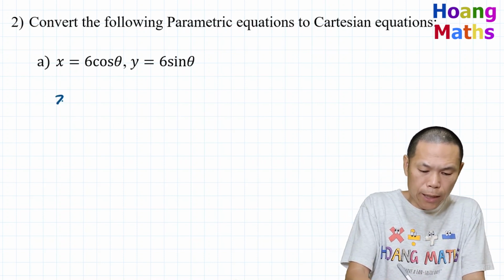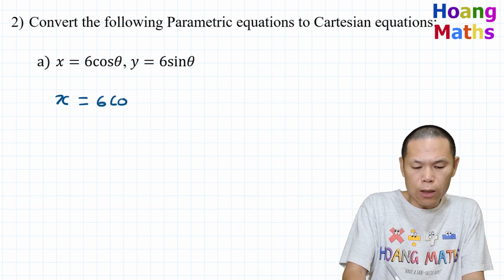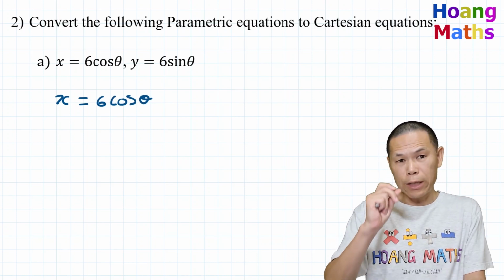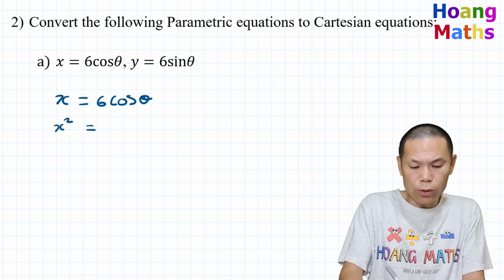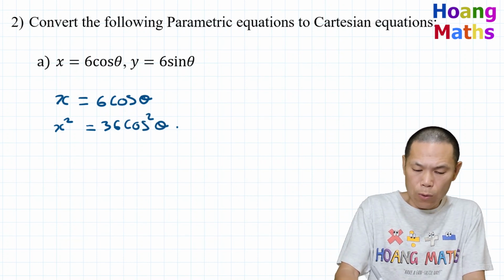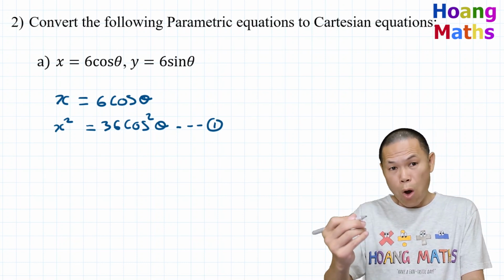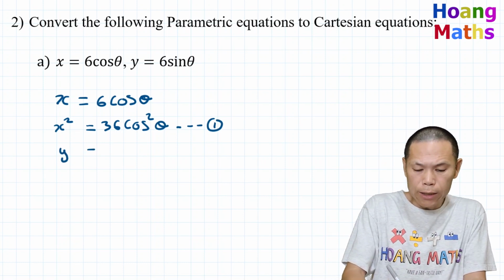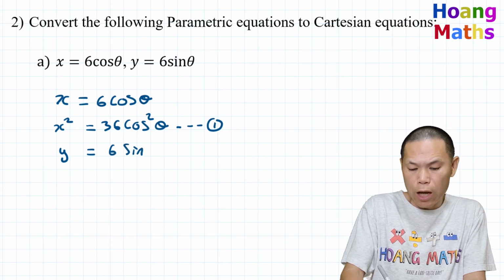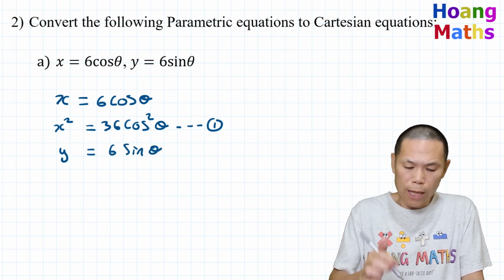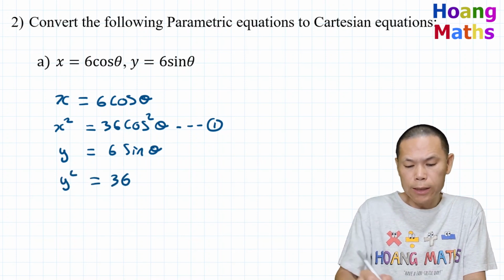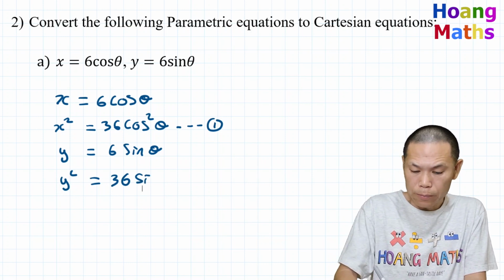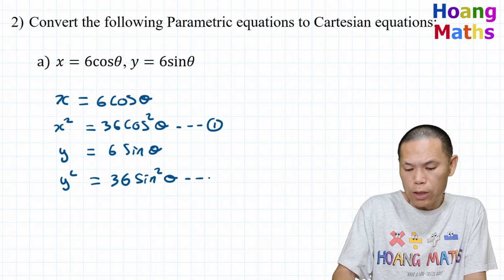So we have x is equal to 6 cos theta. Now if I square both sides, that will give me x squared is equal to 36 cos squared theta. Let's name this equation number 1. And then y is equal to 6 sine of theta. Squaring both sides, y squared is equal to 6 squared, which is 36, times sine squared theta. Let's name this equation number 2.